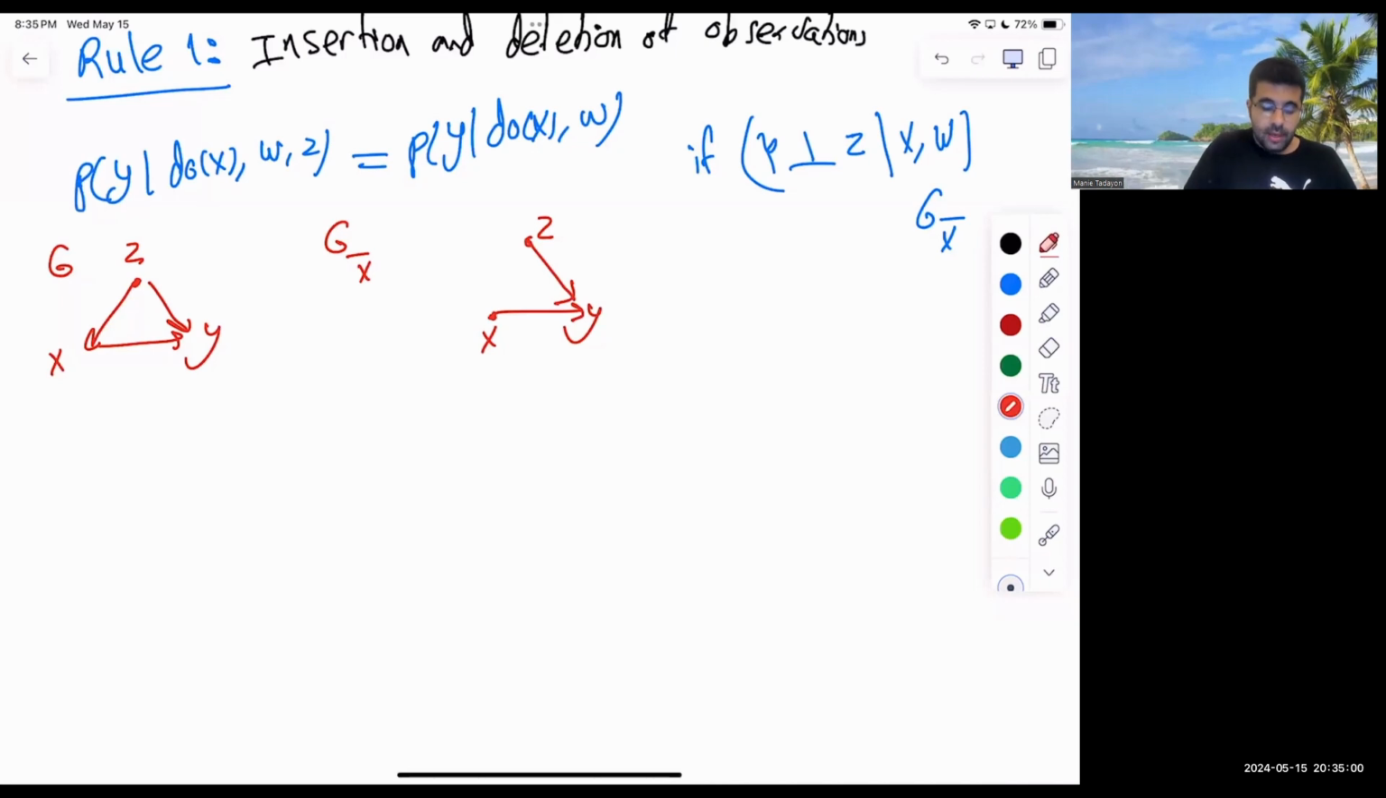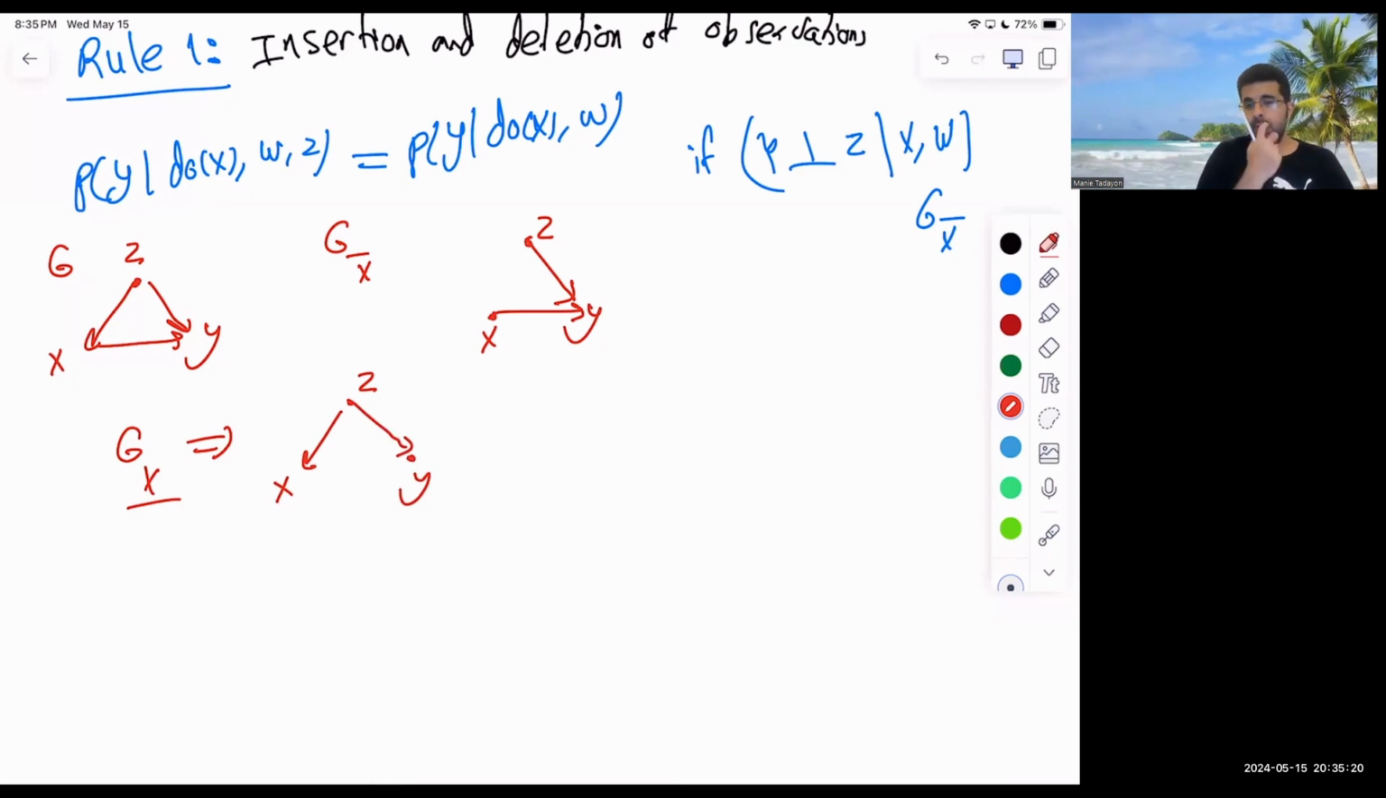That's this. And then we have another one, G with a line under X, which says take the graph G and remove any edge that is going out of X. So you have Z, X, and Y. All right. Those are the two things that Pearl actually defined.